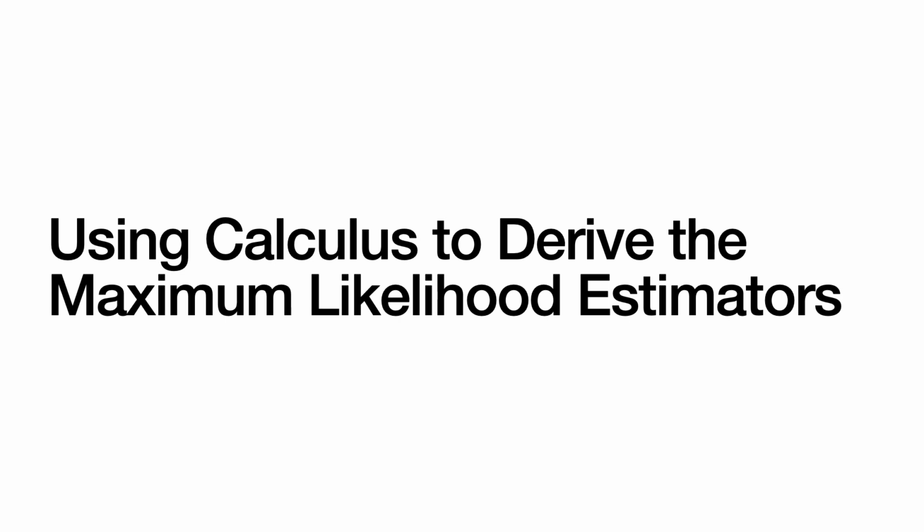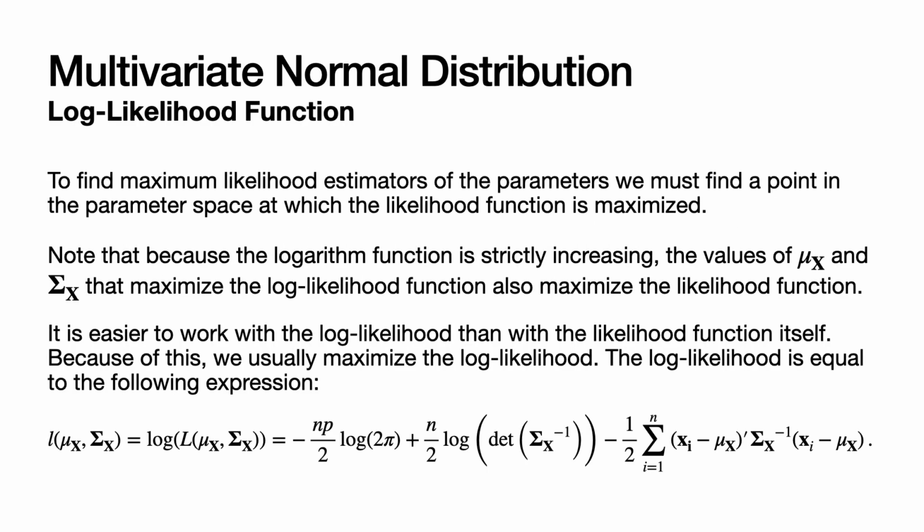As was the case for the univariate normal distribution, for the multivariate normal distribution, it's possible to derive formulas for the maximum likelihood parameter estimators. We use calculus to come up with constraint equations that the estimators must satisfy, and then we use algebra in conjunction with these constraint equations to obtain formulas for the estimators. To find maximum likelihood estimators of the parameters, we must find a point in the parameter space at which the likelihood function is maximized.